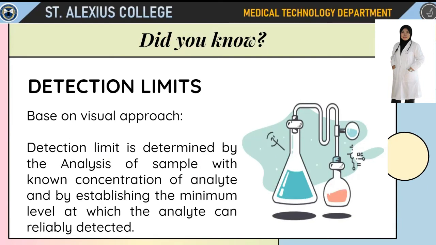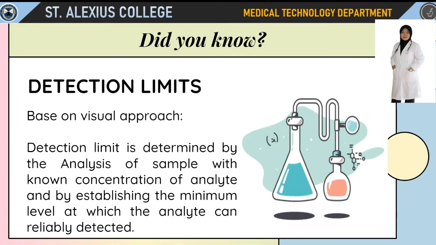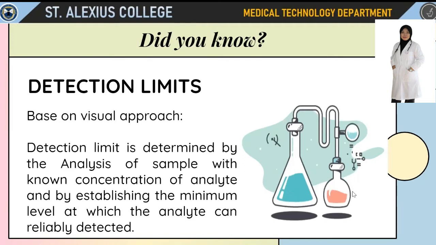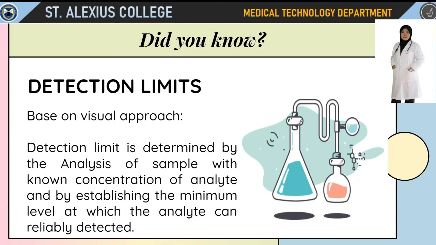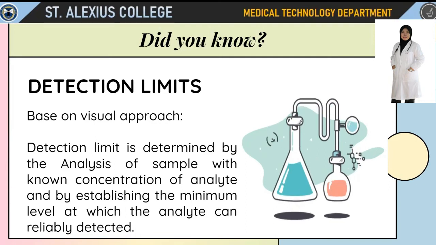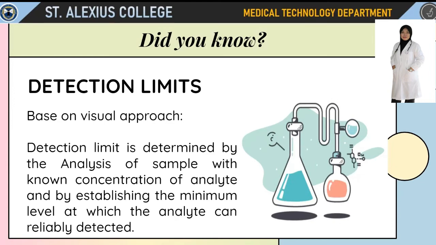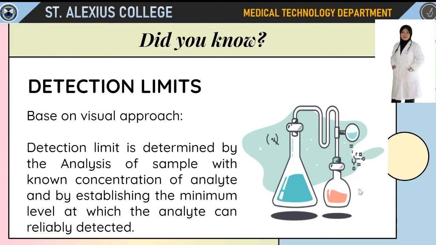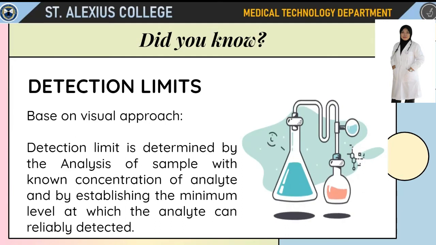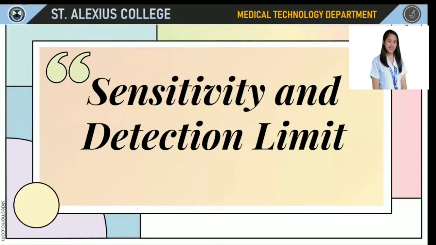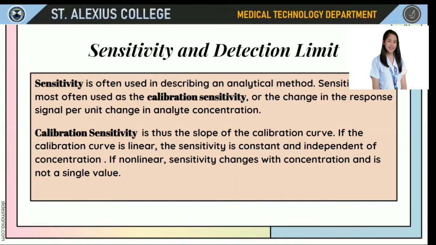Detection limit. Based on the visual approach, detection limit is determined by the analysis of a sample with known concentration of analyte and by establishing the minimum level at which the analyte can reliably be detected. The detection limit is obtained by analyzing a sample with known analyte concentration and determining the lowest level at which the analyte can be consistently identified. The next is sensitivity and detection limit.